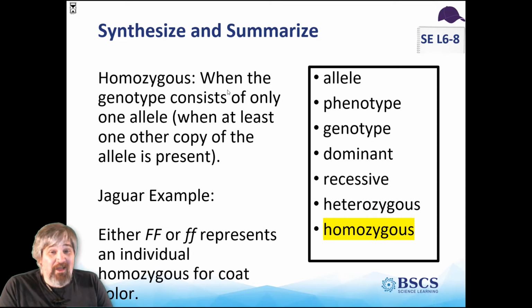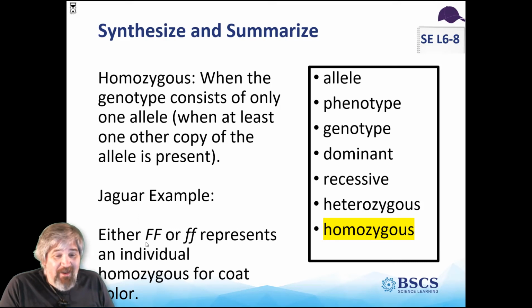Homozygous. So that's when the genotype consists of only one allele. Anyway, we are diploids, right? We have two copies of each chromosome, and therefore you can be homozygous, so that you have big F, big F, or little f, little f.